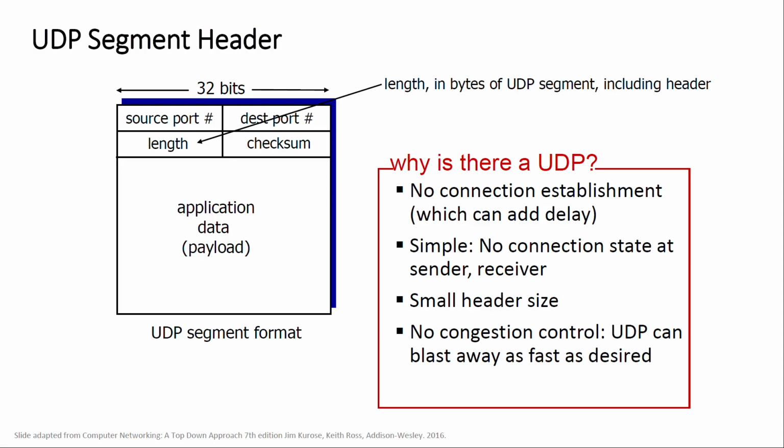So this is a picture of the UDP segment header. You have the source port and destination port number. Length, this is in bytes of UDP segment, includes header. You have the checksum, and then you have the payload.